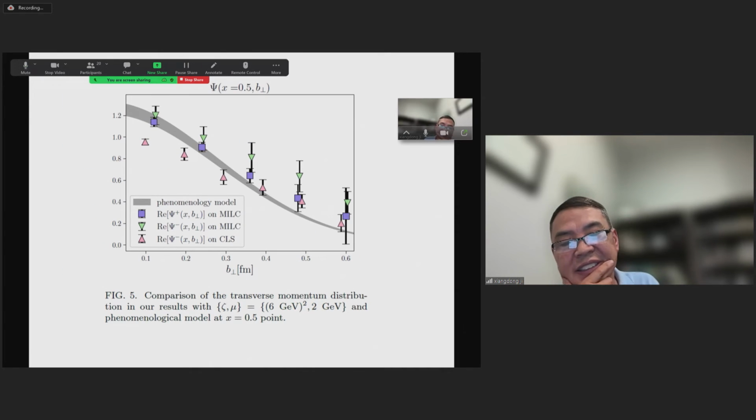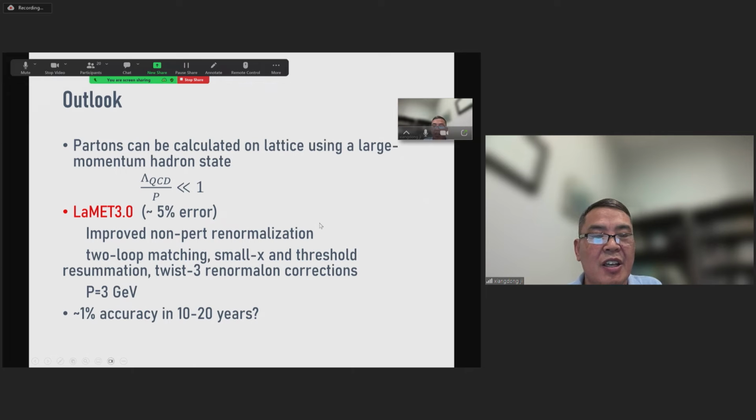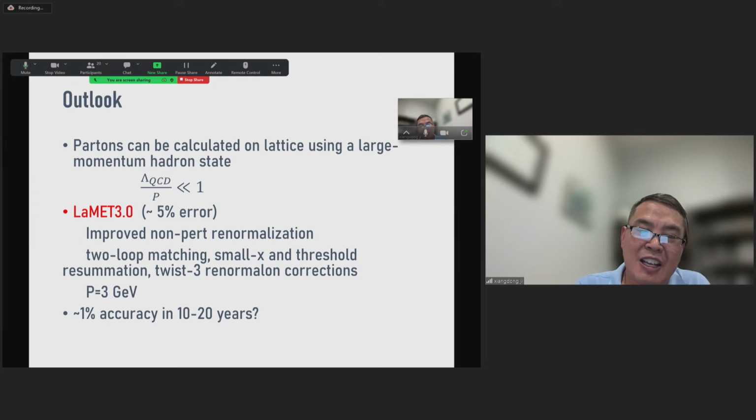And the error bars are large, and there's a lot of systematic uncertainty that has not been taken into account. But this is one of the first calculations, and therefore I hope in the future this can be improved considerably. So that's the end of my talk. Basically, I tried to explain that the parton distribution can be calculated on the lattice using large momentum expansion, so long as the momentum is much bigger than the hadron mass scale.